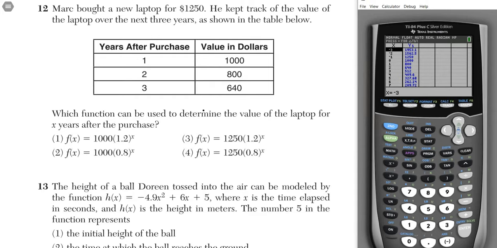Let's check choice 3. This time we have to change this value also. So it's 1250 times 1.2. Check the table. I have to wait for it to finish graphing.